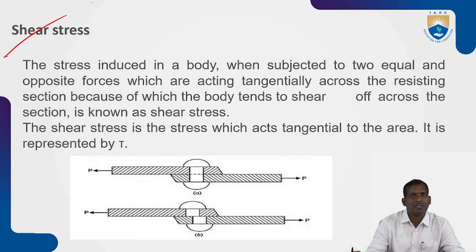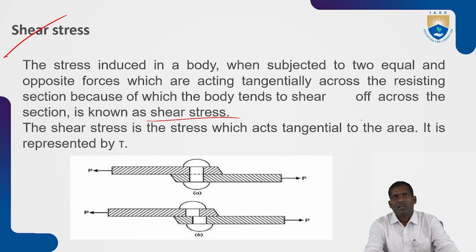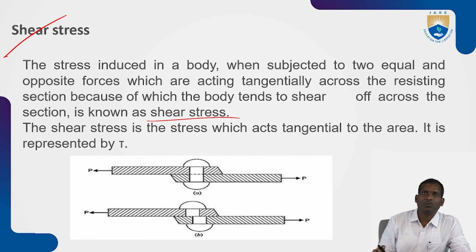Next, the third type is shear stress. The stress induced in a body when subjected to two equal and opposite forces which are acting tangentially across the resisting section, because of which the body tends to shear off across the section, is known as shear stress.